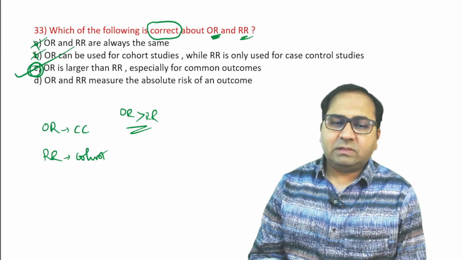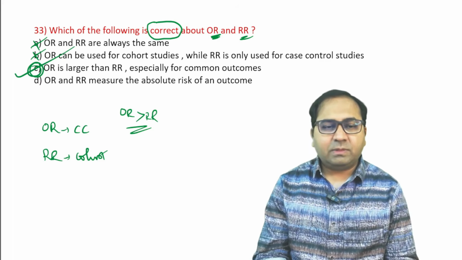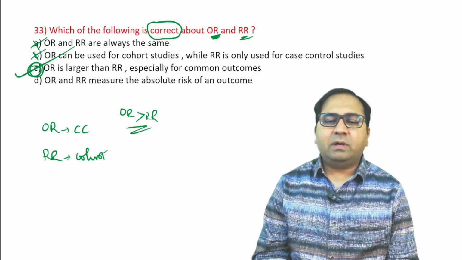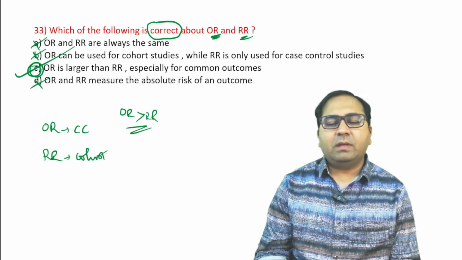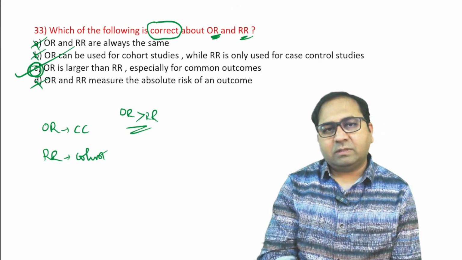What is the answer for this question? Then let us see the last option, that odds ratio and relative risk measure the absolute risk of an outcome, is also a wrong statement. Okay, so please remember the question and also the answer for this question.